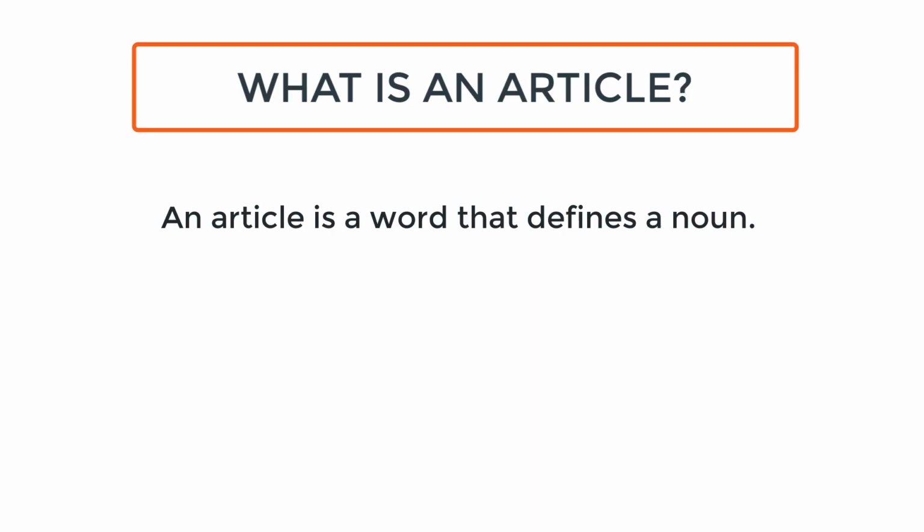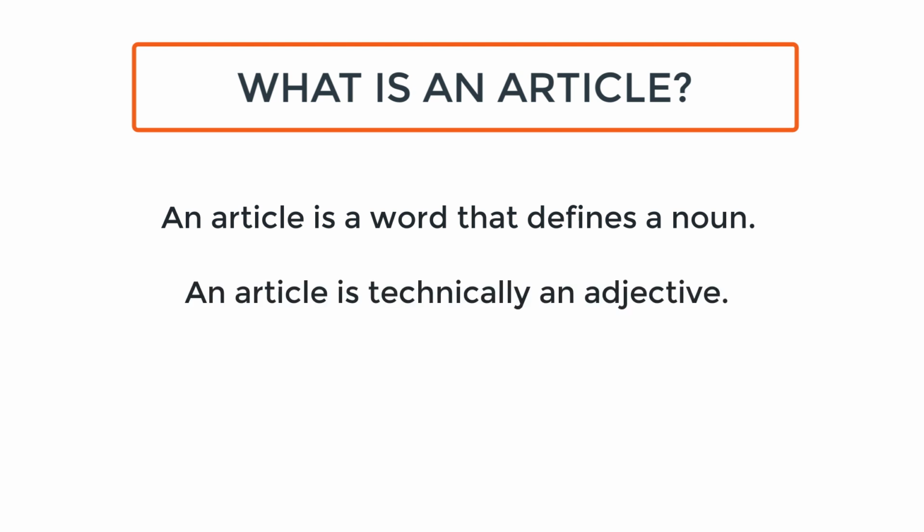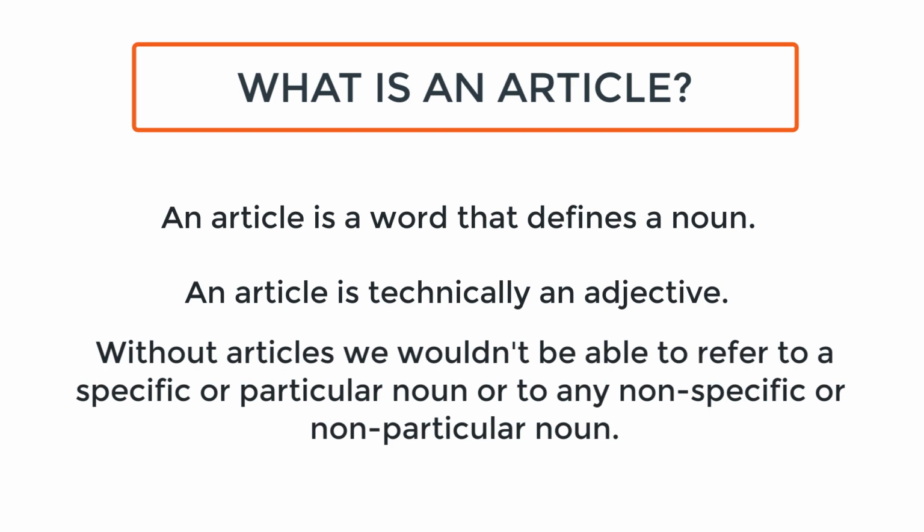In today's lesson, we will learn about the articles a, an, and the. An article is a word that defines a noun. Therefore, an article is technically an adjective. Without articles, we wouldn't be able to refer to a specific or particular noun or to any non-specific or non-particular noun.